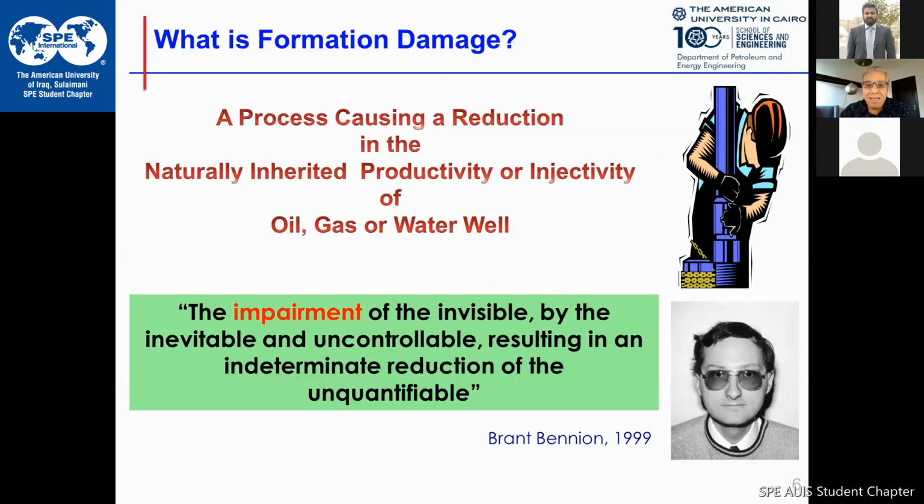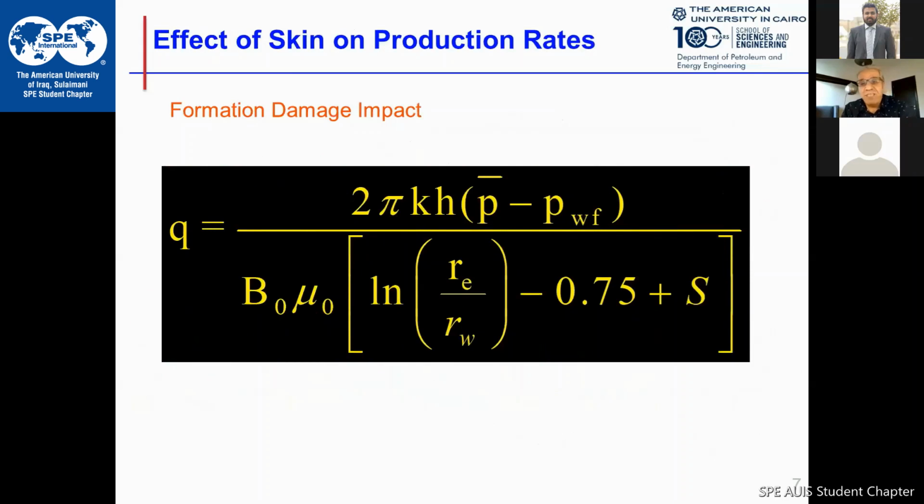This results in an indeterminate reduction. It will reduce something that we cannot determine. Also, it's there at the bottom hole, a reduction of the unquantifiable, a reduction of the oil and gas that we did not quantify yet. So this is actually a very nice definition of formation damage. It's 100% true, and it did trigger all aspects of oil and gas production. And many people now rely on this definition when it comes to formation damage.